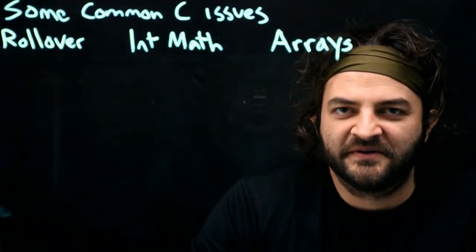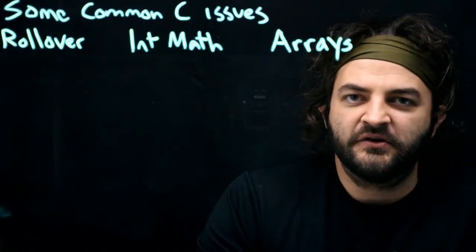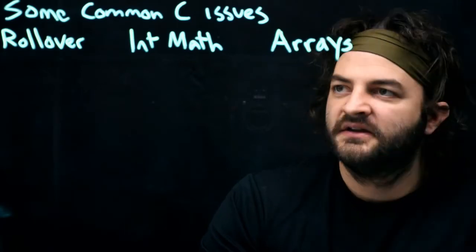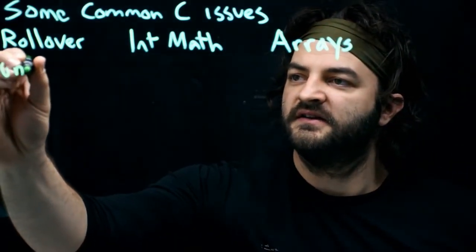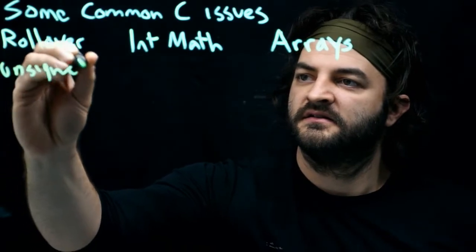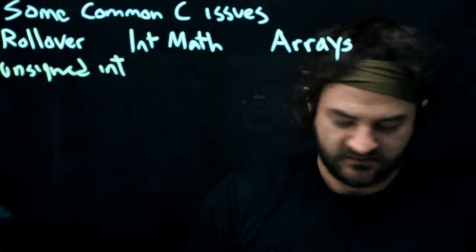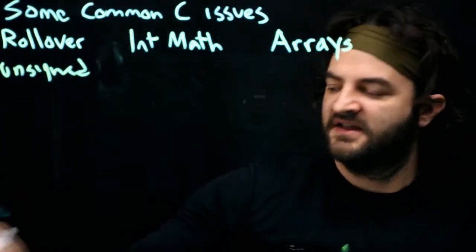Let's talk about some of the common issues that new programmers have when using C that you don't usually see in other kinds of languages like Python and MATLAB. So first we'll talk about rollover. Let's consider that we have an unsigned int. So that means, let's do a char, make this a little faster to write.